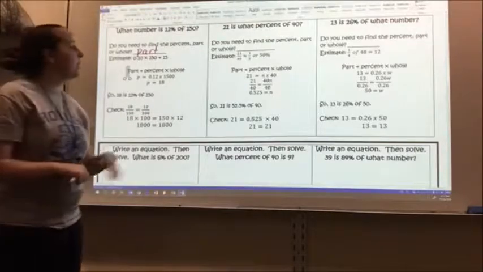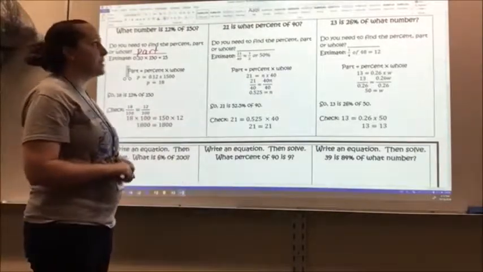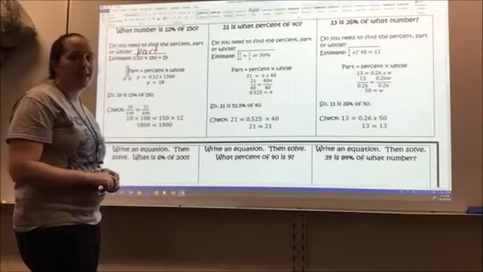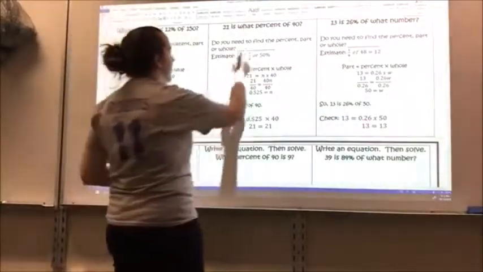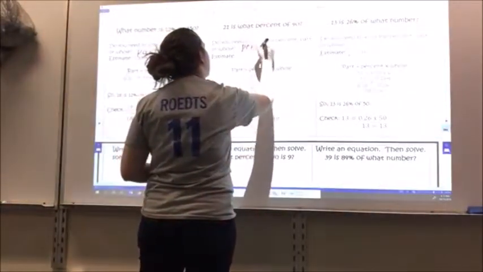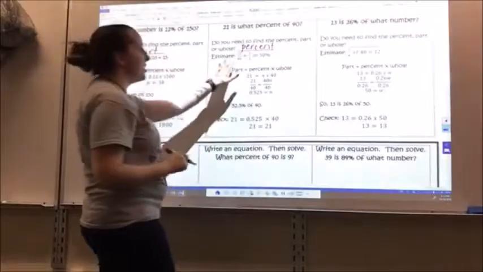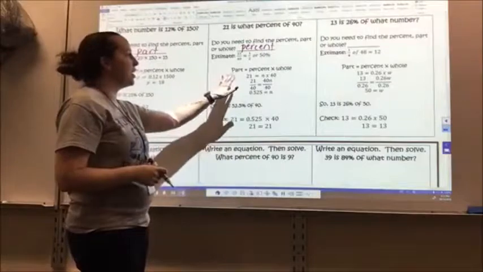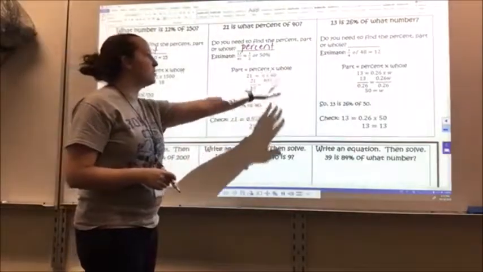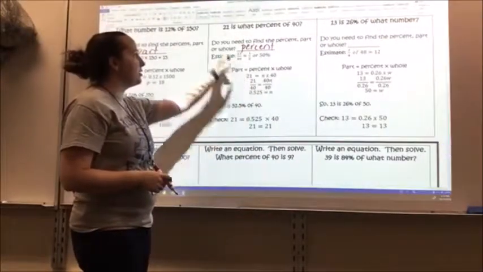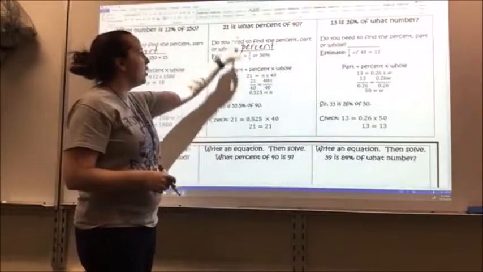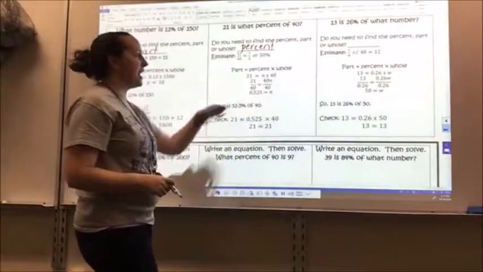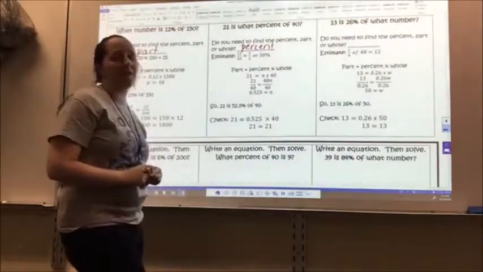Okay. For the second one I have 21 is what percent of 40? Do I need to find the percent, part, or whole? In this one, I need to find the percent. I can always estimate to make sure that I'm close to where I need to be. So again, I set up my equation. Part equals percent times whole. 21 is my part, because it's 21 is what percent, my variable, of 40. I divide both sides by 40, and I get 0.525.